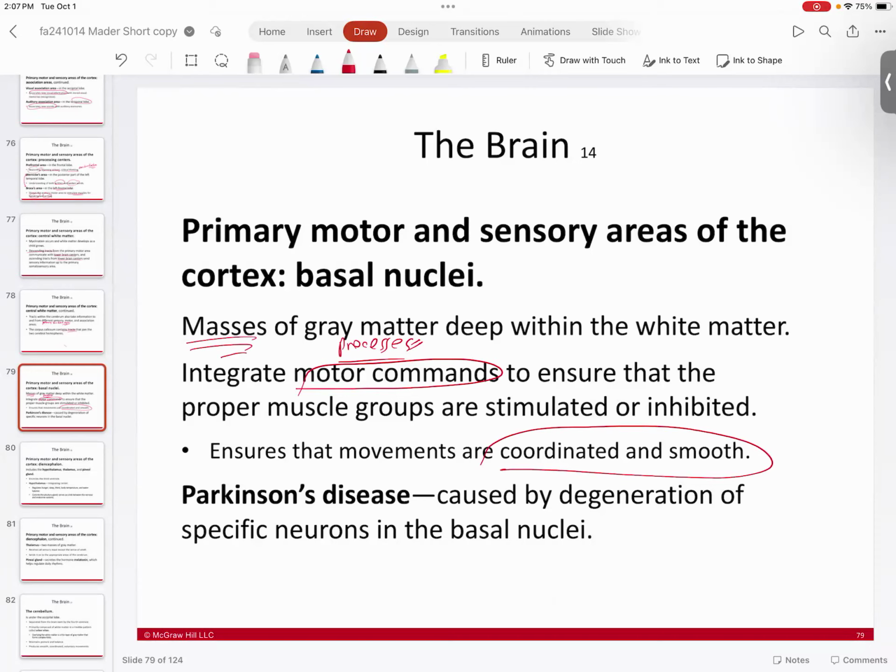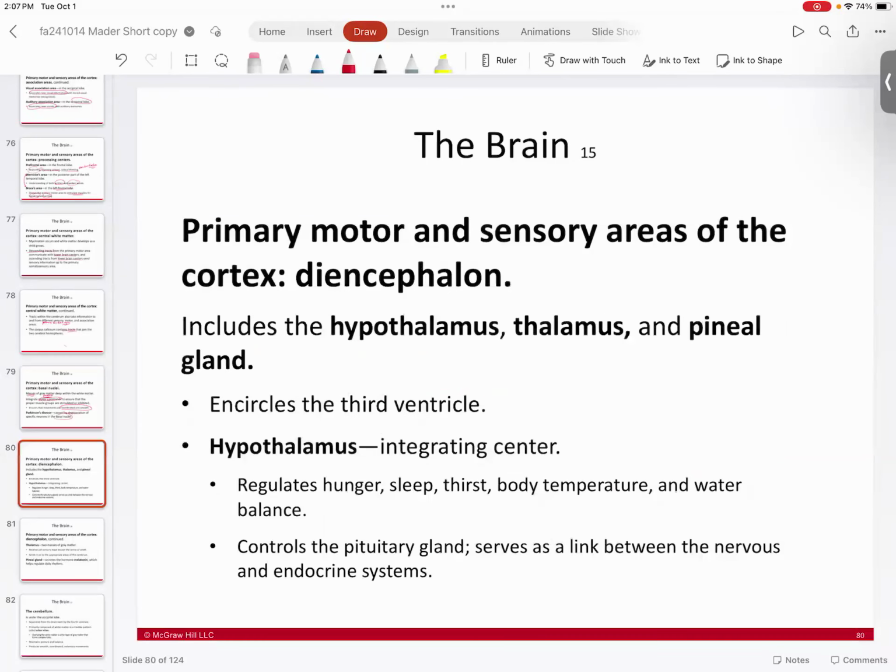Parkinson's disease, for instance, is often associated with the degeneration of specific basal nuclei sections. And so that's where you get that discoordination of muscle contraction. So that's basically what's happening in Parkinson's disease.